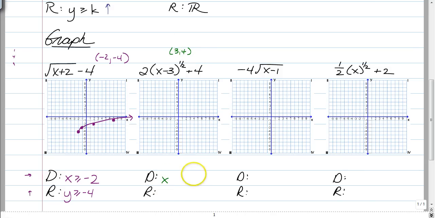So your x is going to have something to do with 3, your y is going to have something to do with 4 for your domain and range. So starting point is at 3, 4. And then you just have to start working on the inside.